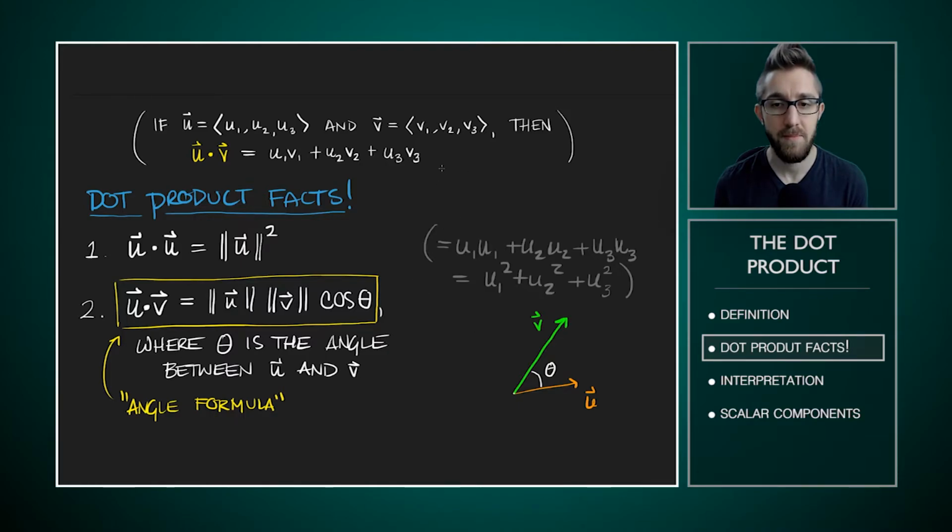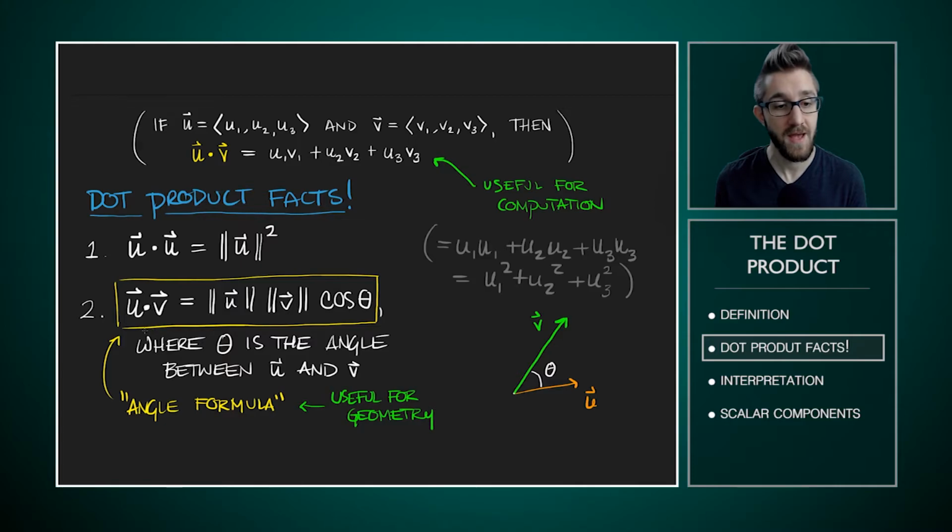So I'll summarize that by saying that this first way that we define the dot product, this is useful for computing the dot product. Whereas the angle formula, this is useful when you're using the dot product to sort of do geometry, to understand geometric relationships between vectors.